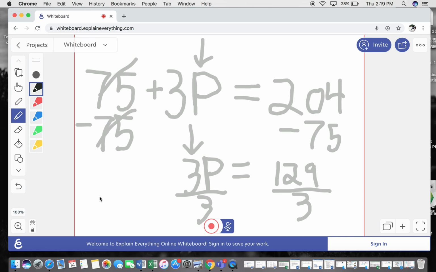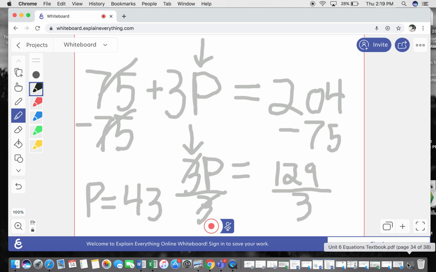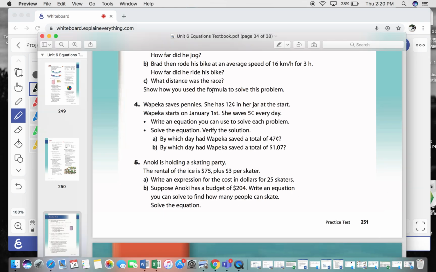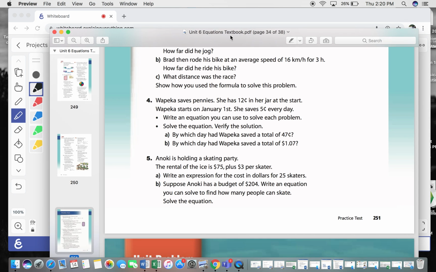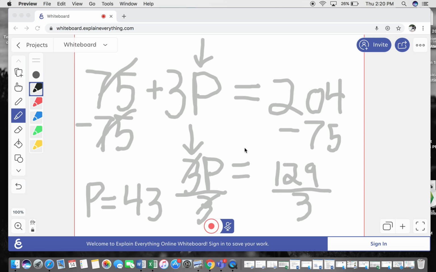And I'm just going to write this over here on the left because I ran out of room. These 3s canceled out, left us with 1p. So p equals, like we said, 129 divided by 3, which gave us 43. So back to the start of our question, looking at it together here, we had, suppose Anoki has a budget of 204. Well, we looked at the 204, write an equation. It was 75 plus $3 per person equals 204. And then we solved it. So how many people can he bring for $204? Well, we can bring 43 people for a cost of $204. Okay, there is our question today.